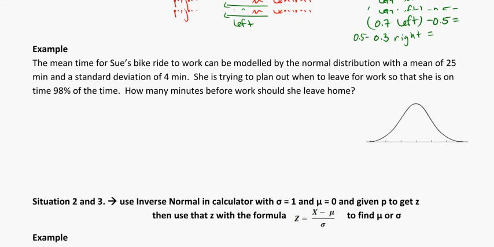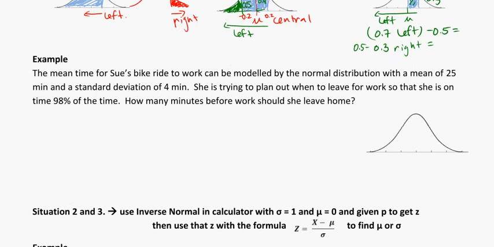Taking a look at examples. The mean time for Sue's bike ride to work can be modeled by the normal distribution with a mean of 25 minutes, so that's my mean, and a standard deviation of 4 minutes. She's trying to plan out when to leave for work so that she is on time 98% of the time. That's my probability, 0.98. How many minutes before work should she leave home?